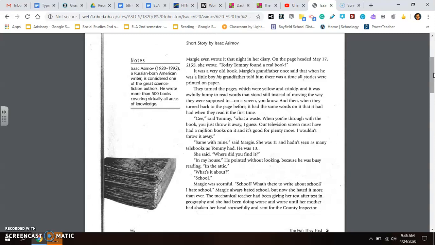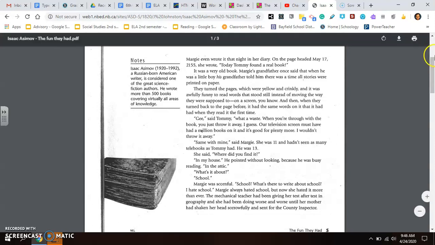"In my house," he pointed without looking because he was busy reading. "In the attic." "What's it about?" "School." Margie was scornful. "School? What's there to write about school? I hate school." Margie always hated school, but now she hated it more than ever.